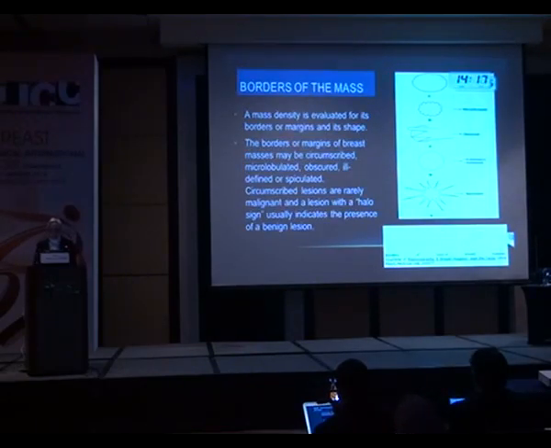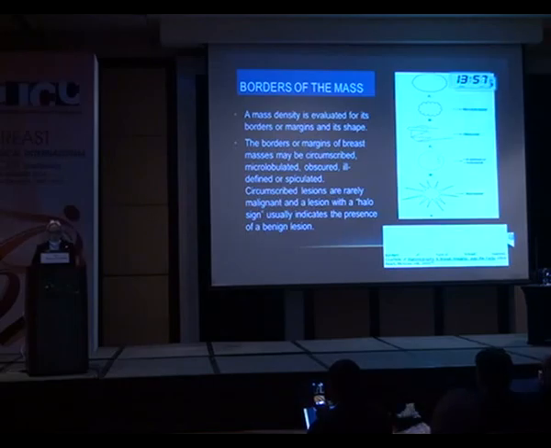Then we will analyze the mass. Very, very important are the borders of the mass. The mass borders can be categorized into well-defined, microlobulated, and obscured margin. Obscured margin means that we cannot see all the margins, so it could be very well defined but masked by the glandular tissue. We call it obscured margin. When we cannot trace the lesion all around, this is the ill-defined margin. The circumscribed margin is a regular margin.